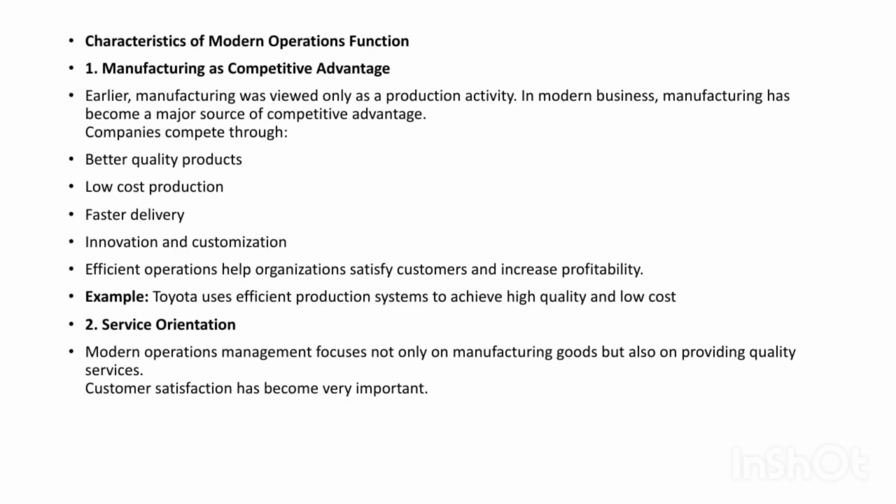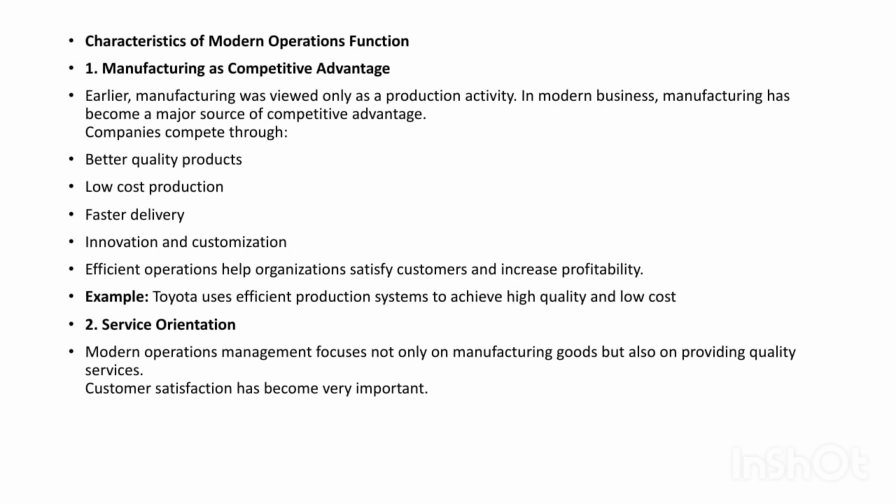Now let's move on to the next topic, that is characteristics of the modern operations function. The first one is manufacturing as competitive advantage. Let's see the old view versus the new view. Earlier, manufacturing was viewed only as a production activity, like just make goods, the rest is the marketing job. In modern business, manufacturing has become a major source of competitive advantage. So operations management is now a boardroom topic. Why? Because companies compete through operations management.